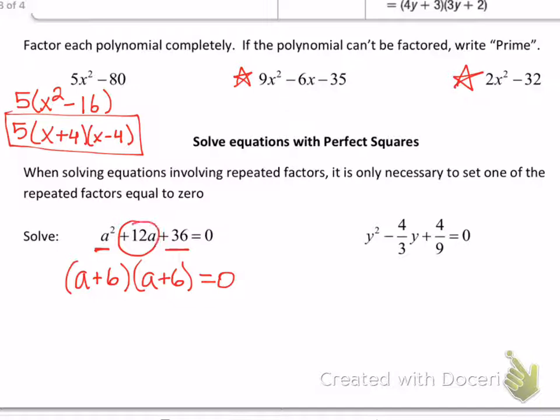Now, do I get positive 12a? Let's see, 6a for my inside, 6a for my outside. Yeah, that turns out to be 12a. Okay, so that's good. These are my two factors.